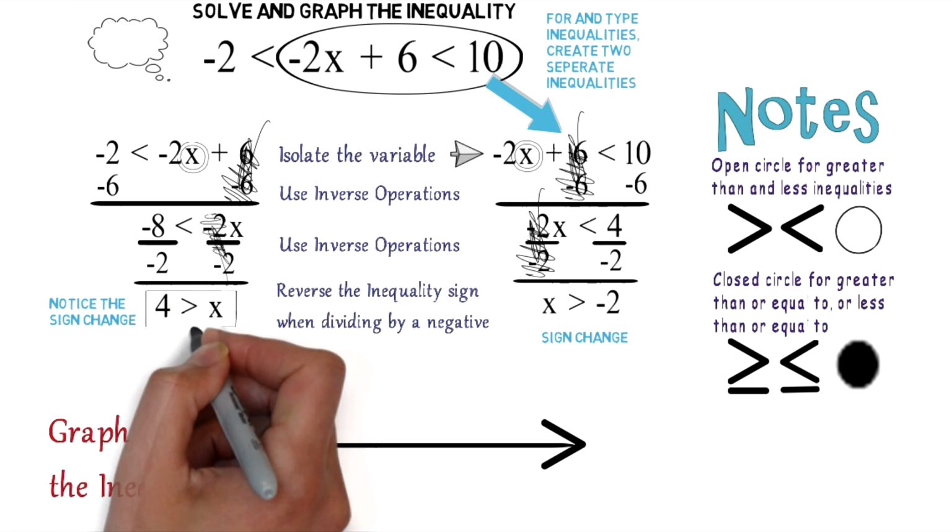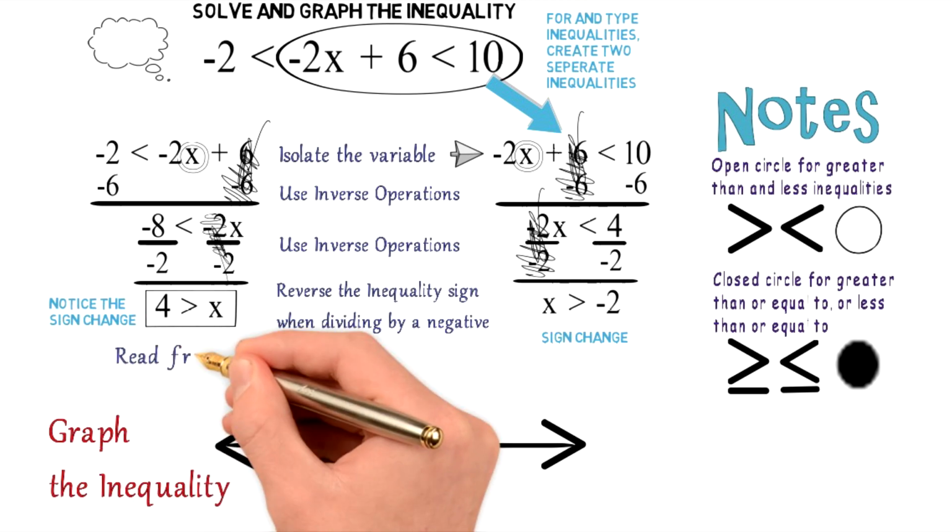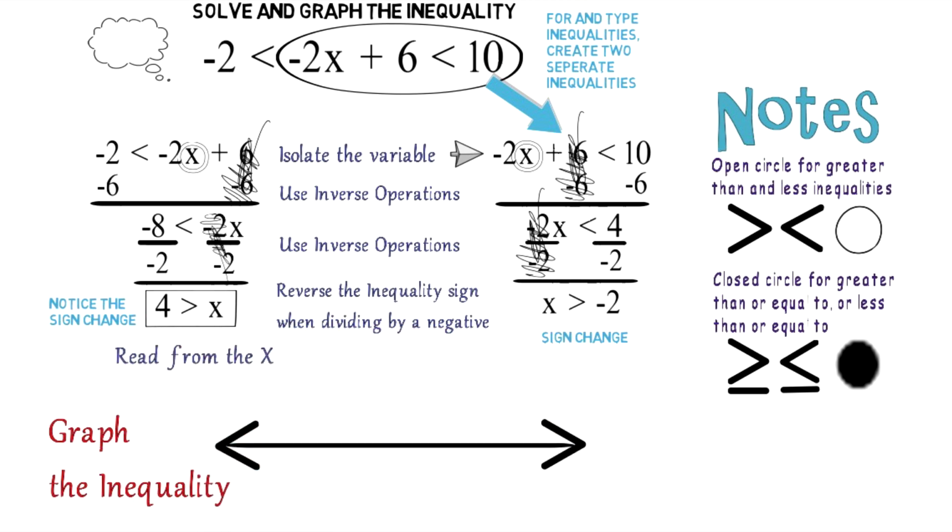So we're going to focus on the first solution here. And remember, read from the x. So it's x is less than 4. We're going to mark 4 on the number line. Use an open circle. And because it's less than, it's going to be going to the left.